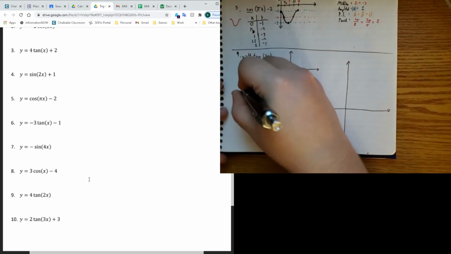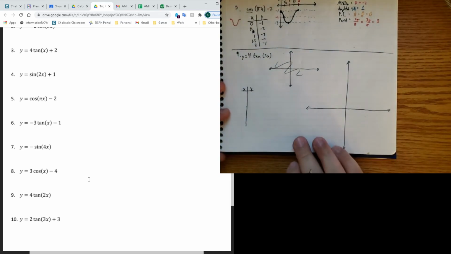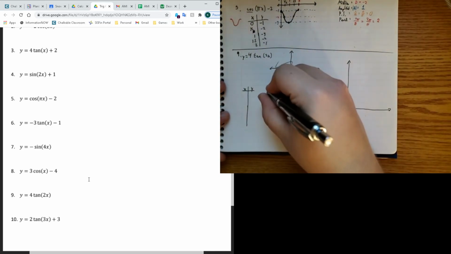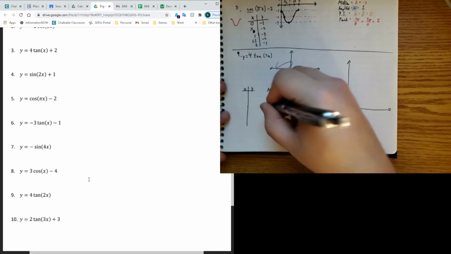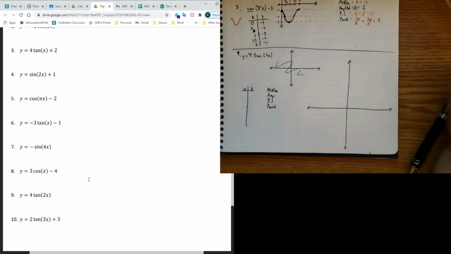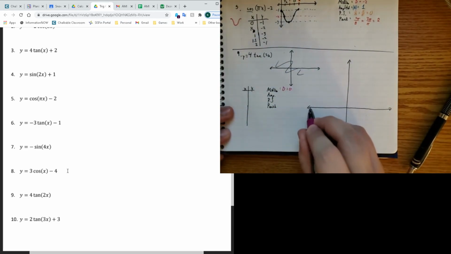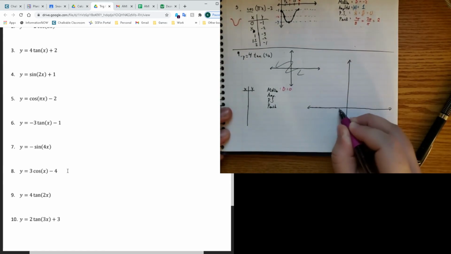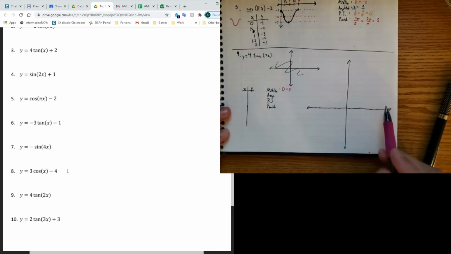So, let me get my x and y's. Again, there's going to be 5 points of interest. And let's talk midline, amplitude, phase shift, and period. All right, let's do it. Starting with midline. There is no value for d, which tells me that it will be on the axis. You can see, just barely, that beautiful pink line going across. This is where the center of my graph is going to be.